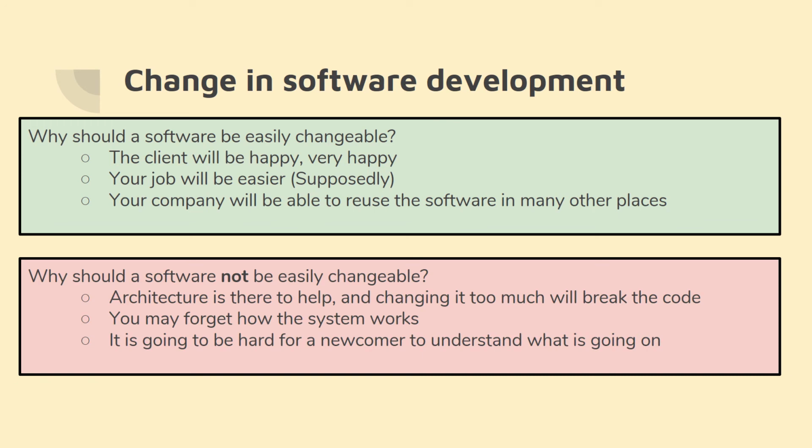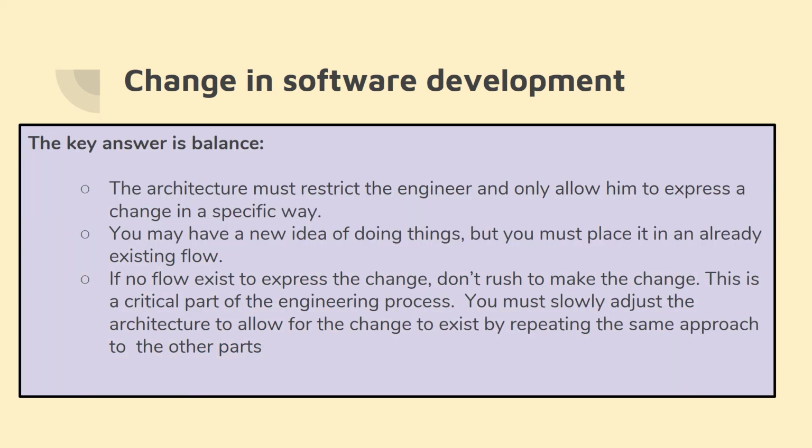However, it's important to remember that the architecture of the software is what makes it easy to change. And if you change the architecture itself, then things start to break down and get messy. So you need to remember that whenever you change the software architecture, you need to look at how it was done in the past and slowly and moderately change the software. The key answer is balance. So the architecture should guide the engineer to where to make the changes. And any changes need to be considered slowly and carefully.